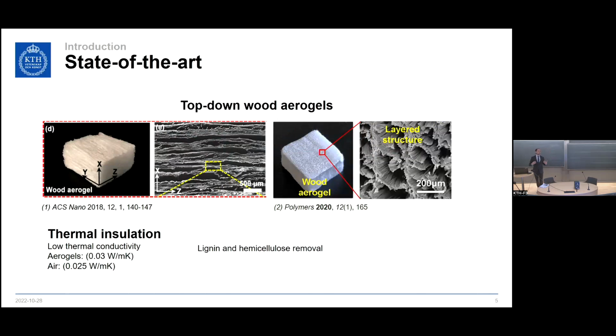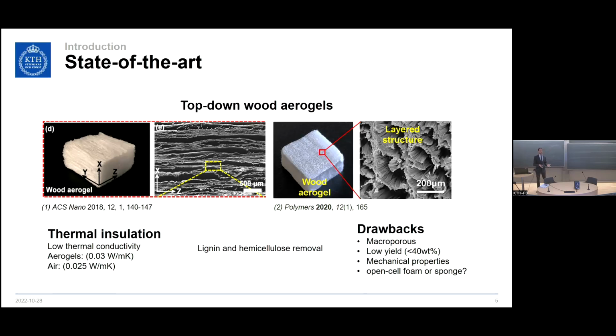The state-of-the-art top-down wood aerogels are mostly concerned with thermal insulation, in which their thermal conductivity can reach that of air. These are prepared by removing lignin and then removing hemicelluloses, which leads to rupturing of the wood cell wall. The drawbacks of these materials are that they are highly macroporous, in which their pores can reach up to the millimeter scale. They can have low yield and low mechanical properties. It's also questionable if they should be termed aerogels, since they're not really that nanoporous.